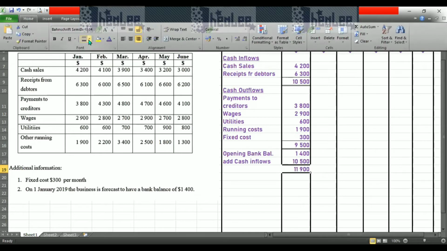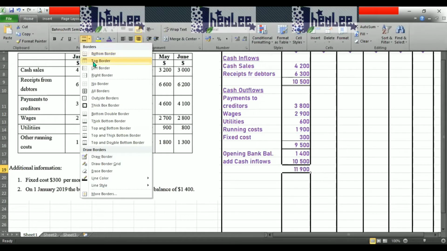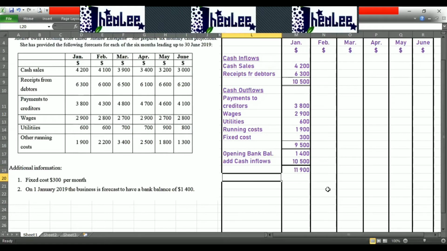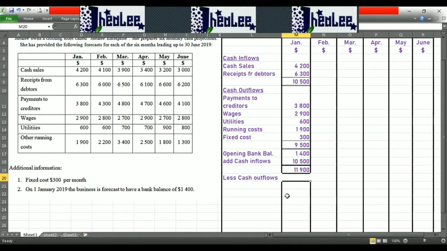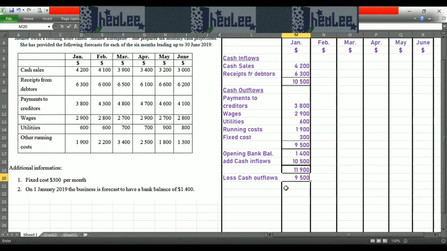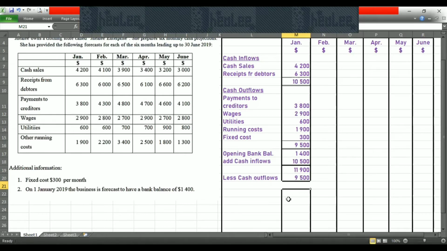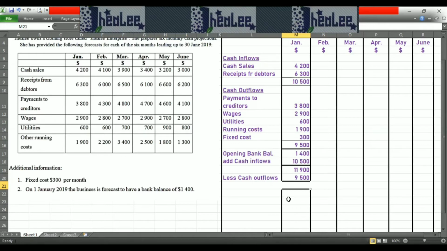Now, the next thing that you're going to do is to subtract your outflows. So less cash outflows. And your cash outflows based on calculation is 9,500. So when you minus that 9,500 from the 11,900, what is remaining is 2,400.